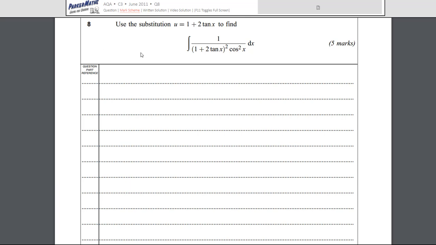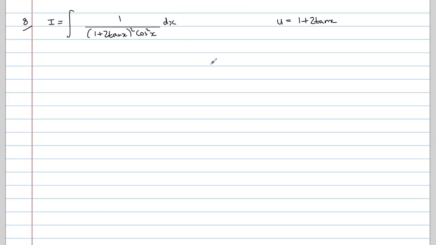In question 8 it says use the substitution u equals 1 plus 2 tan x to find the integral of 1 over (1 plus 2 tan x) squared multiplied by cos squared x. Now when you look at a question like this, it might not be immediately obvious what the steps to solving the problem are. So make sure you always start by finding du by dx and just see where it takes you.